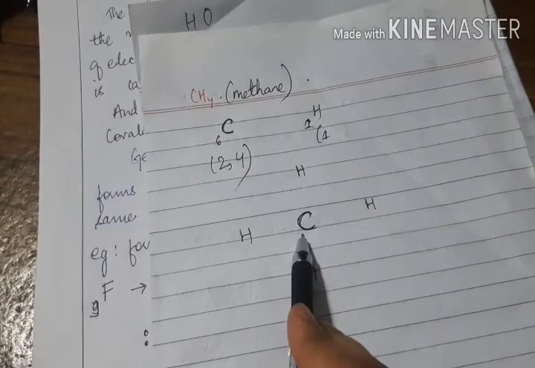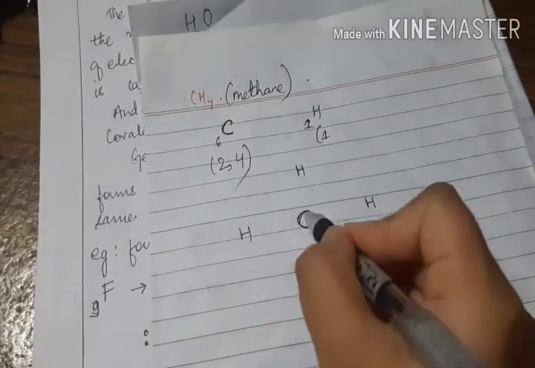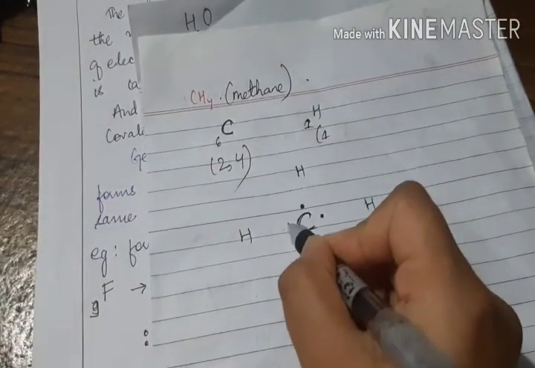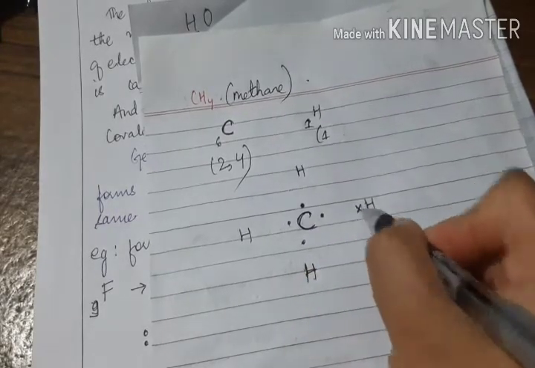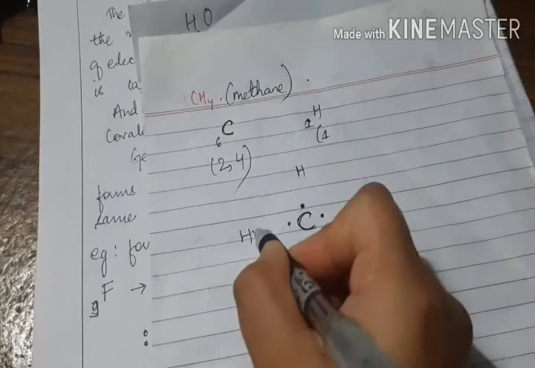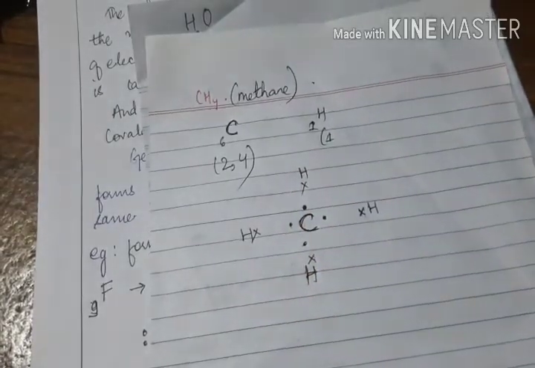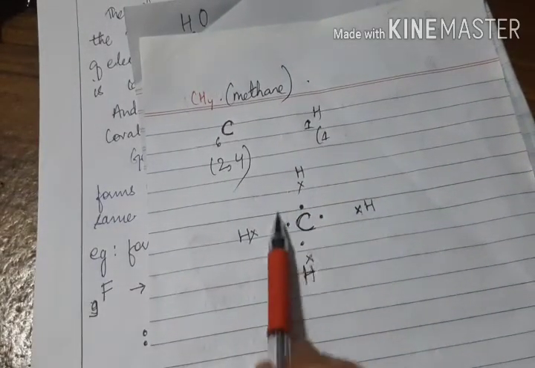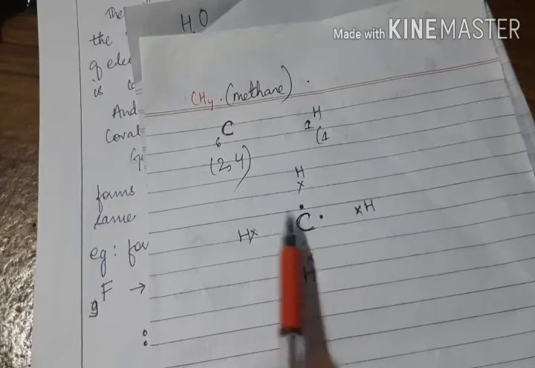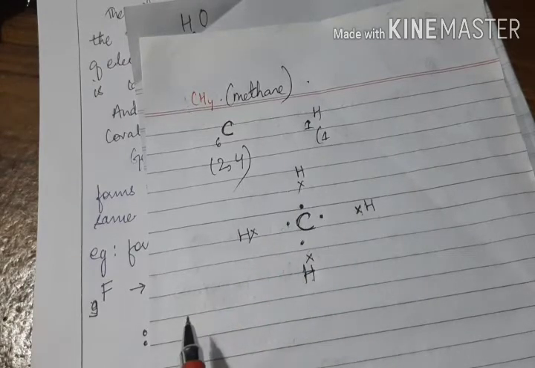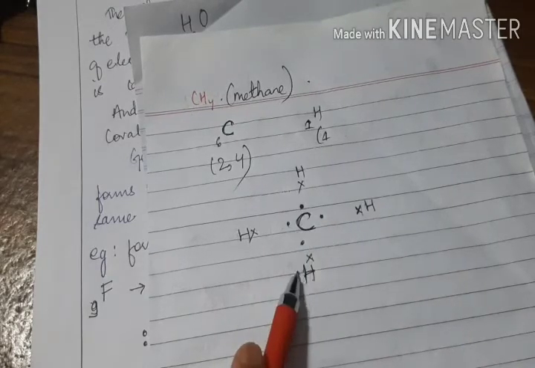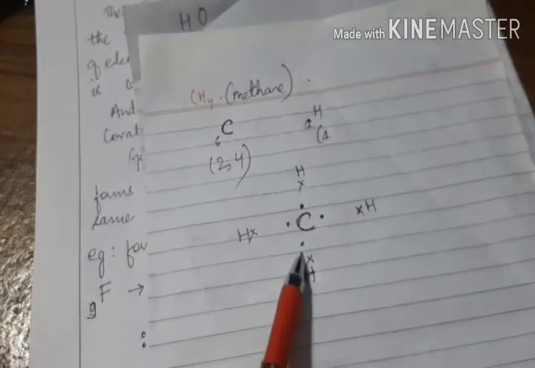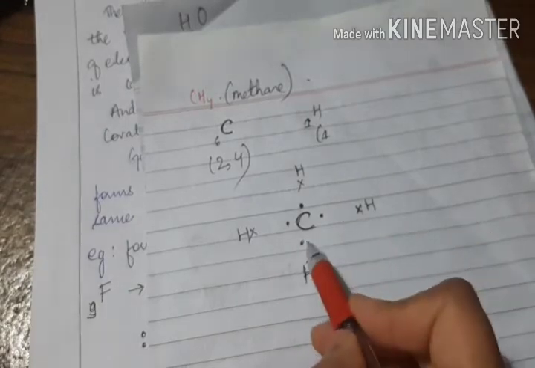Now, this carbon has 4 valence electrons, so I'll write 1, 2, 3 and 4. Out here, hydrogen has 1, hydrogen 1, hydrogen 1, hydrogen 1. Each requires 1 more electron, and carbon requires 4 electrons more, so it will form 4 bonds. These are both non-metals, so it will form a covalent bond by mutual sharing.